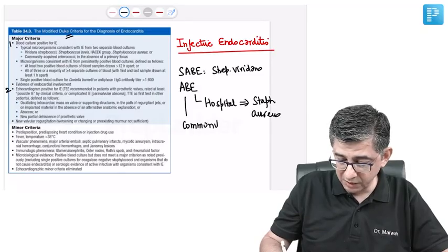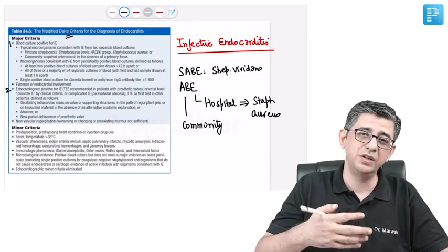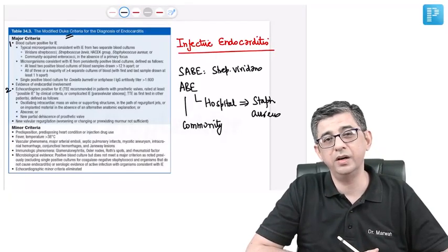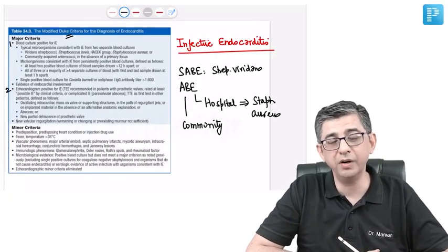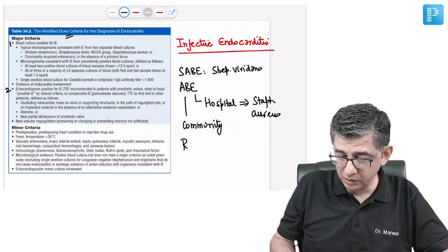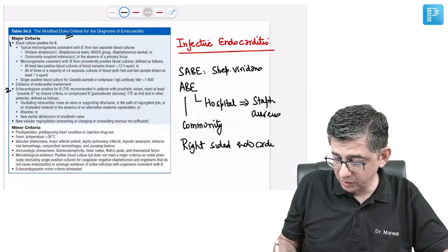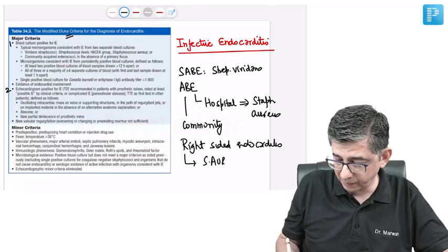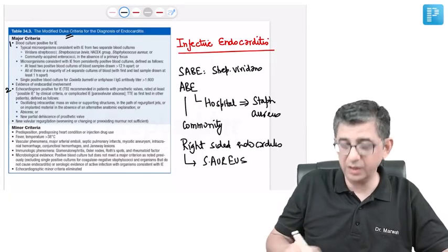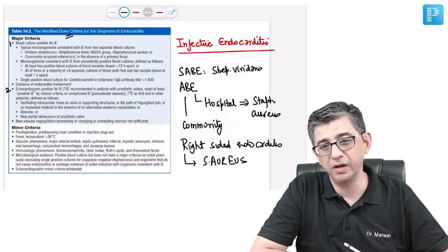Now he might even say IV drug user, and he might say right-sided endocarditis. So when I say IV drug user, infective endocarditis, it's the tricuspid valve that would be affected, and this person may not maintain hygiene, and as a result, when he's taking the IV drug, there is infection going into the right side of the heart. The organism in this particular case would be again Staphylococcus aureus. As far as coagulase negative Staphylococcus, that is CONS, is asked, that would be mainly for prosthetic valve endocarditis.